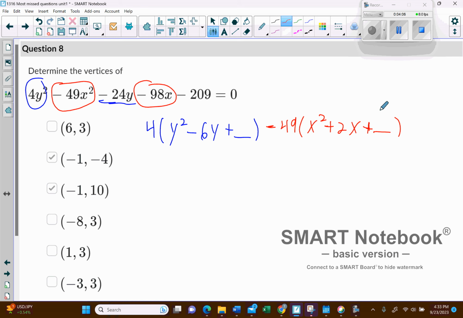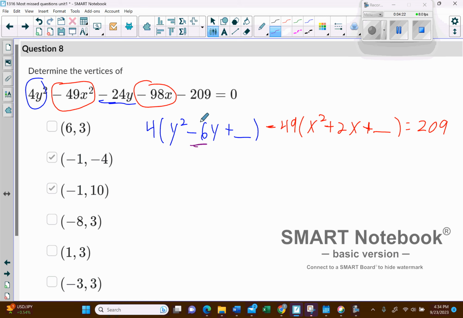Okay, and then that -209, I'm going to go ahead and add 209 to both sides to get it on the other side. Okay, so now we have to do the completing the square process, which is taking half of this and squaring it and putting it here.